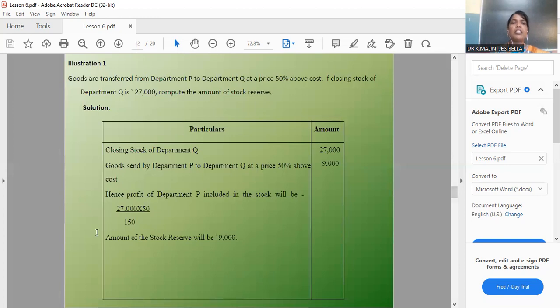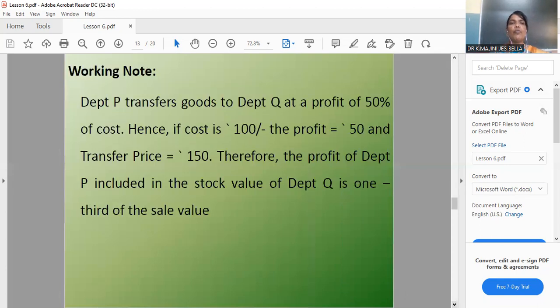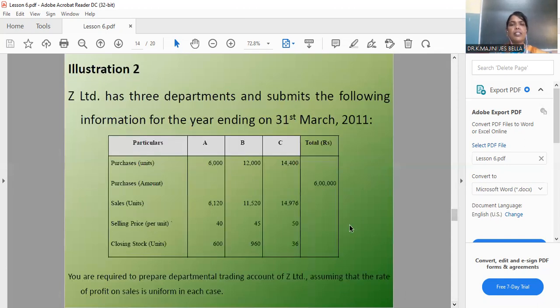Hence, the profit of Department P included in the stock will be 27,000 into 50 divided by 150. You will get 9,000 rupees. Okay, just write it in the amount column, 9,000. Okay, we'll move to the next exercise.